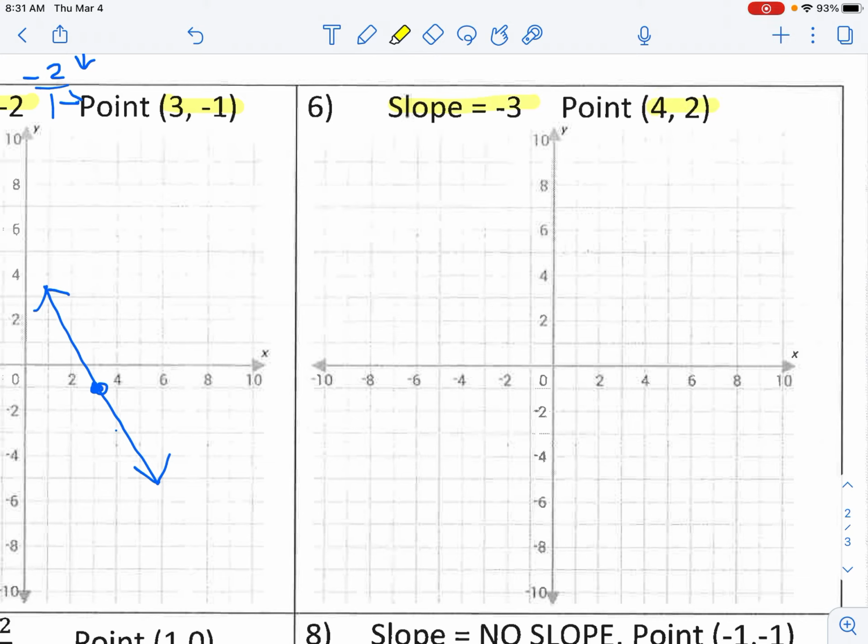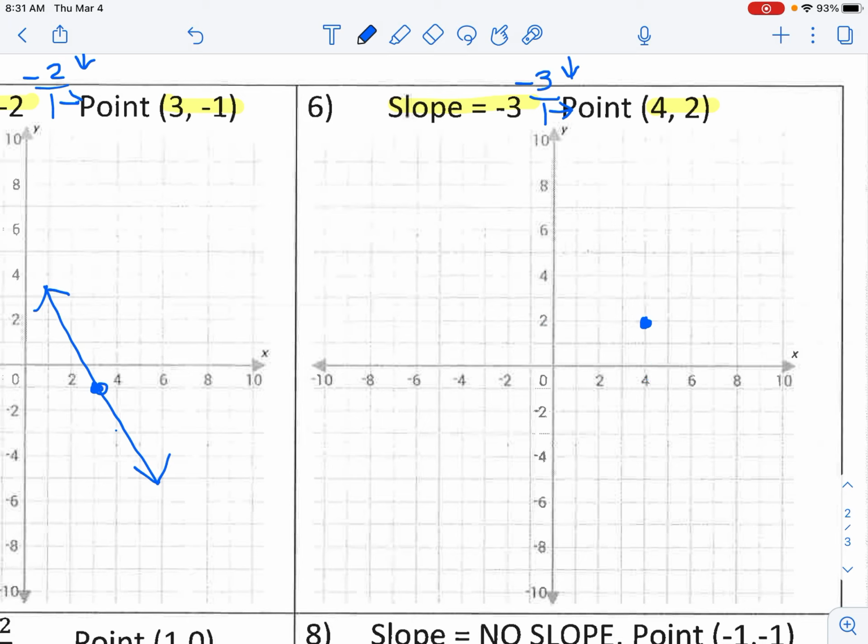Slope equals -3, and our first point is going to be at 4, 2. So a slope of -3, I'm going to put -3 over 1. So I'm going to go down 3 and right 1. So let's find 4, 2. I'm going to go to 4 on the x. I'm going to go to 2 on the y. So where 4 and 2 meet, that's going to be my first point.